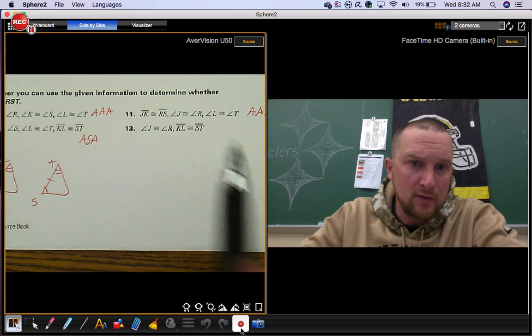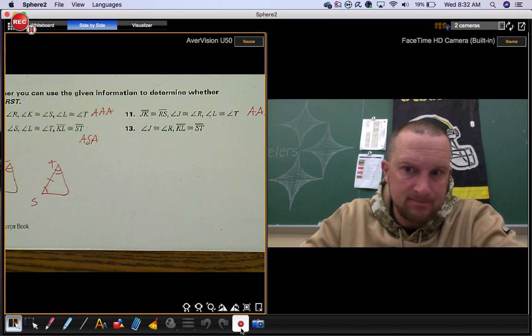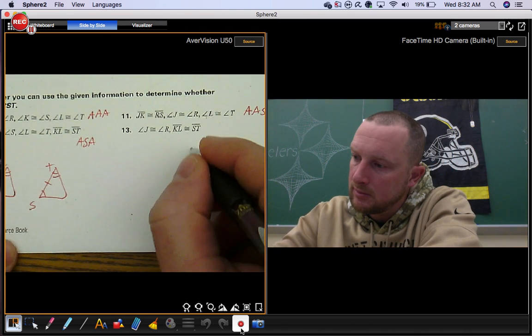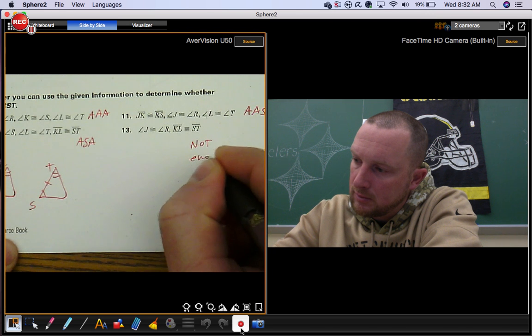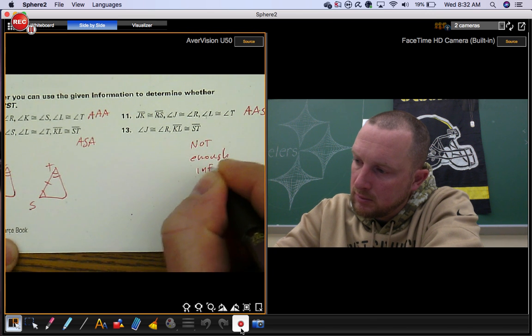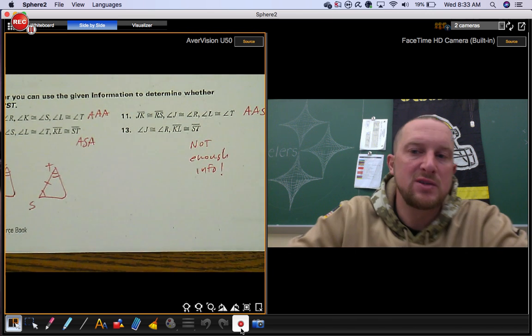Number 13, they give you two pairs of congruent parts. That's not enough. Doesn't mean they're not congruent. It just means you can't prove they're congruent.